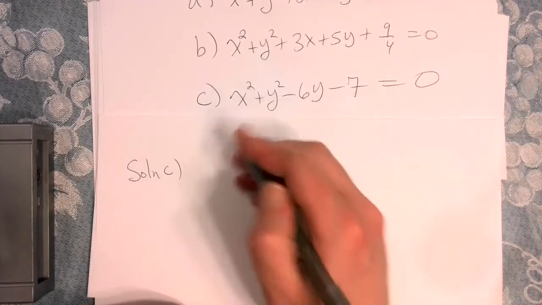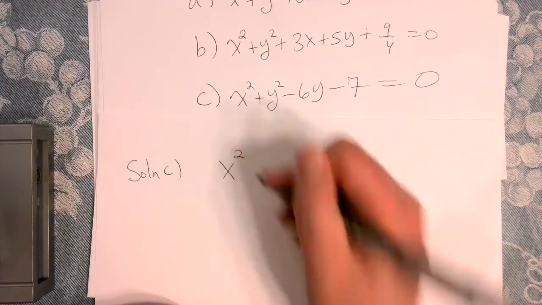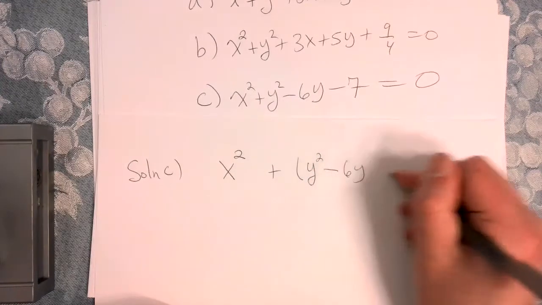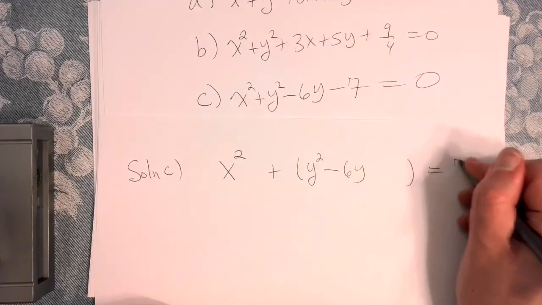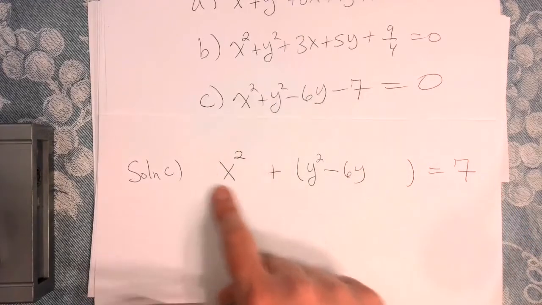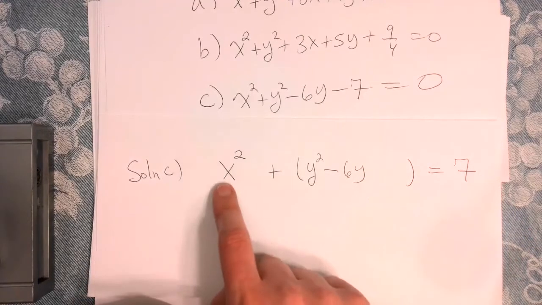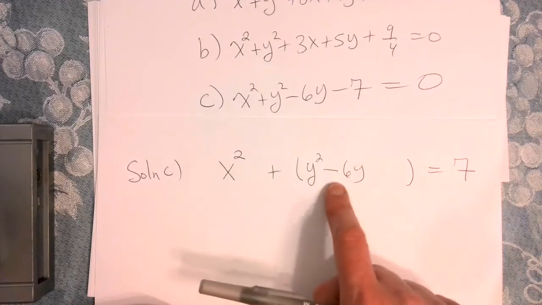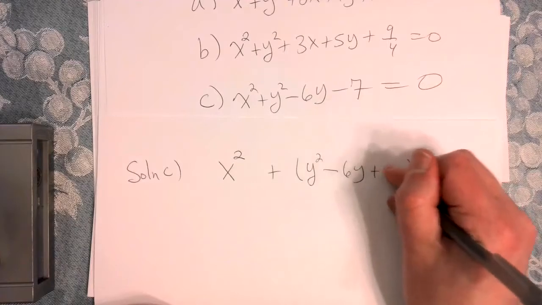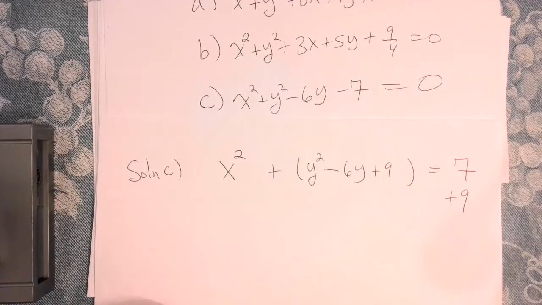Okay, so I want to group together all the x's. There's only one x, so x squared. And then group together all the y's, so that's y squared minus 6y. Little space here. And then move 7 to the other side via addition. There's nothing to do here for completing the square, so leave this alone. Here I need to take half of this and square it. So half of this is, we say -3, but square it, it's 9. And for balance, we add 9 here as well.